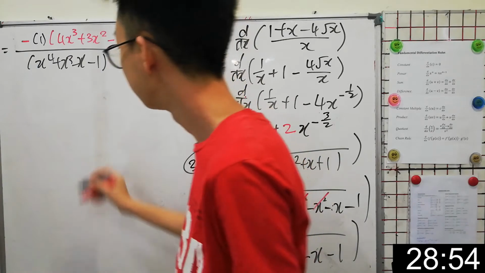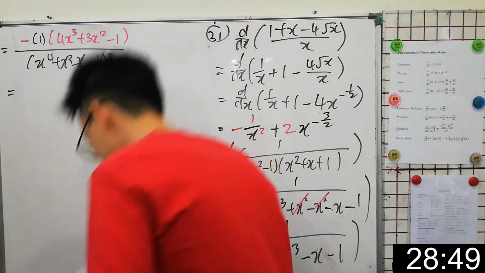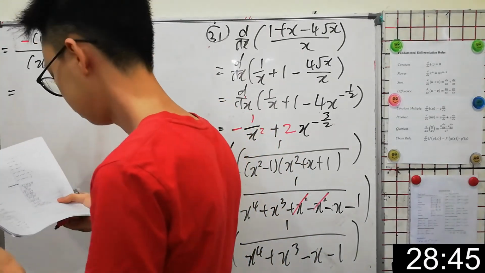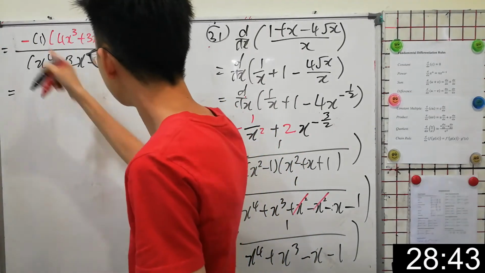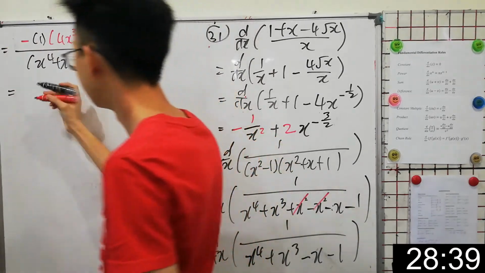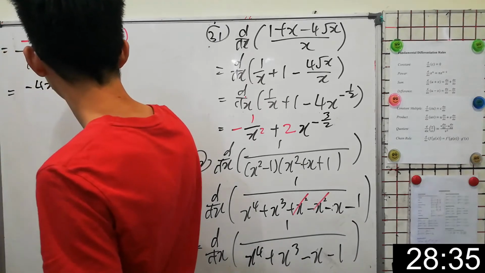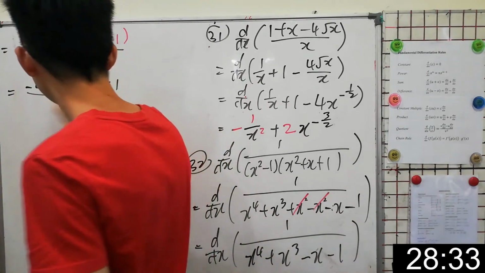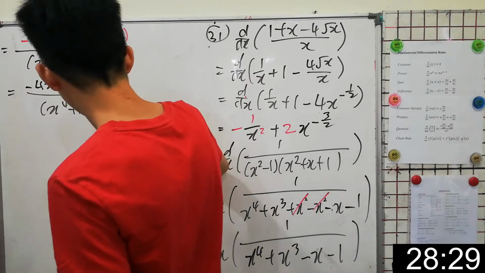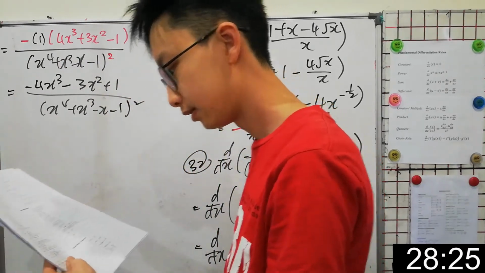Okay, so you can just expand the terms inside. You just give the negative to all the terms inside. So it's negative 4x cubed minus 3x squared plus 1 over x to the 4th plus x cubed minus x minus 1, squared. Alright, number 33.